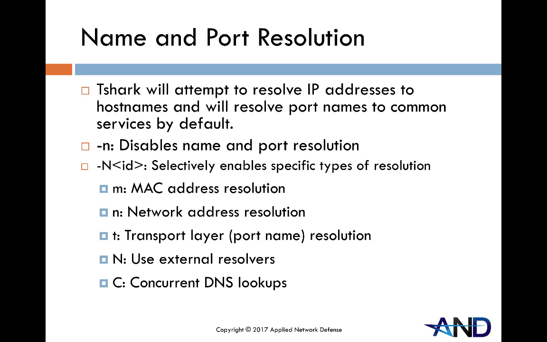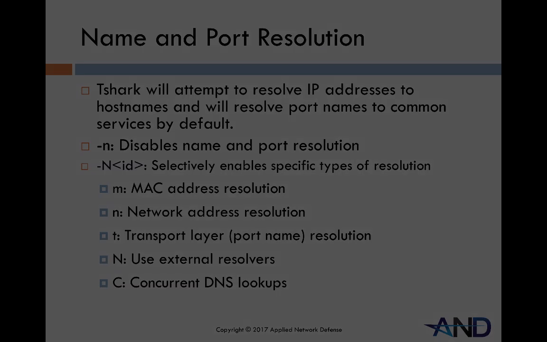So by using -N, it's going to disable every type of name resolution except for the ones you specify by specifying an ID here. So if you specify the letter m, it will disable everything except for MAC address resolution. If it's n, everything except network address resolution. And you can combine these too. So you could do -N and then lowercase mnt with that. And there's no space here. This all needs to butt up together. So these are just ways you can more granularly configure name and port resolution options.